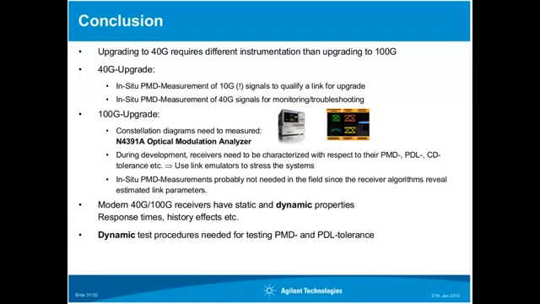What I heard about the 100 gigabit receivers is that the PMD tolerance is actually quite increased compared to 40 gig systems. So people are talking about a PMD tolerance of 50 picoseconds or even higher. So that would be quite interesting to see if this really turns out this way or not.